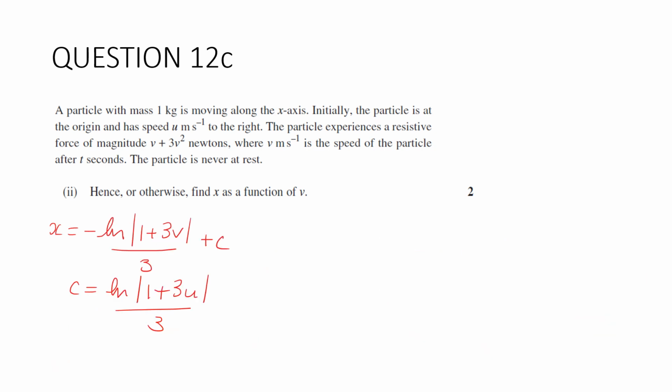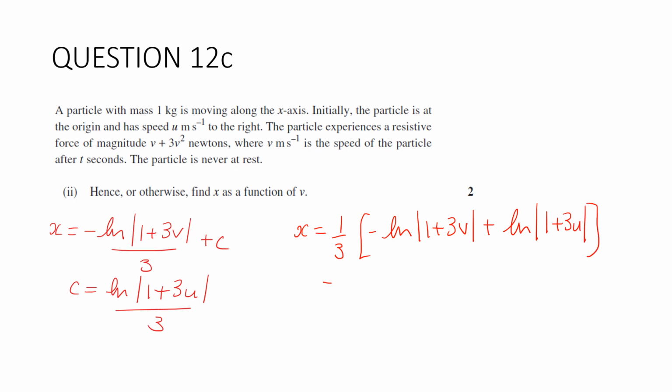And joining that together, we're going to get x is equal to, let's bring the third out, negative ln of 1 plus 3v plus ln of 1 plus 3u, which is equal to 1/3 ln, let's put this guy on top, of 1 plus 3u divided by 1 plus 3v. And hence or otherwise find x as a function of v. That is correct.